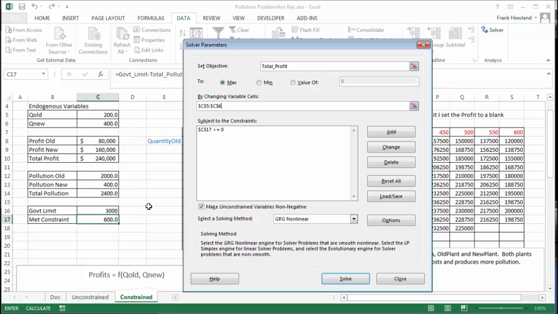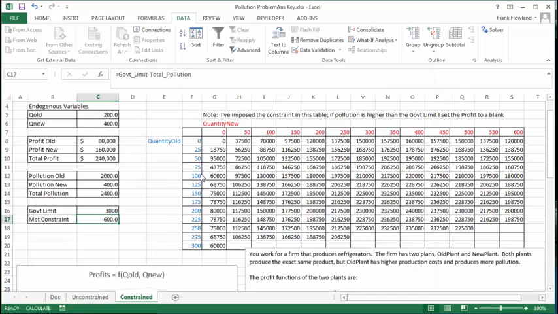Right now, the government limit is 3,000, and we have met the constraint because we're only producing 2,400. We're producing 600 less than the amount we can produce. So let's go solve, and we get a solution here, and that is in fact the optimal solution as we saw before. What if our constraint is now, let's say 150?